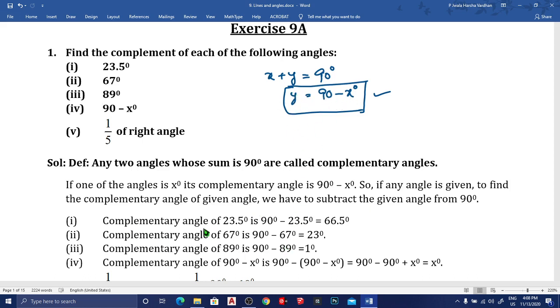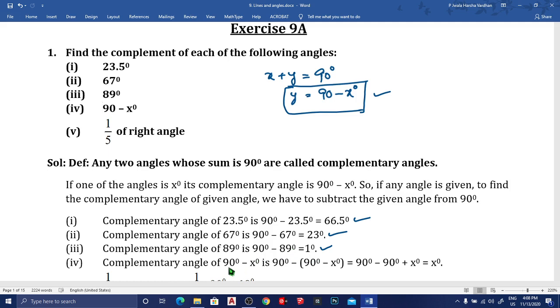So what is the first problem here? The complementary angle of 23.5 degrees is equal to 90 minus 23.5, which is 66.5 degrees. This is the complementary angle to the given angle. Next one is 90 minus 67, which is 23 degrees. Next is 90 minus 89, which is 1 degree, because by adding 89 plus 1, you will get 90 degrees. The sum of these two angles is 90 degrees. So 1 degree is the complementary angle to 89 degrees.